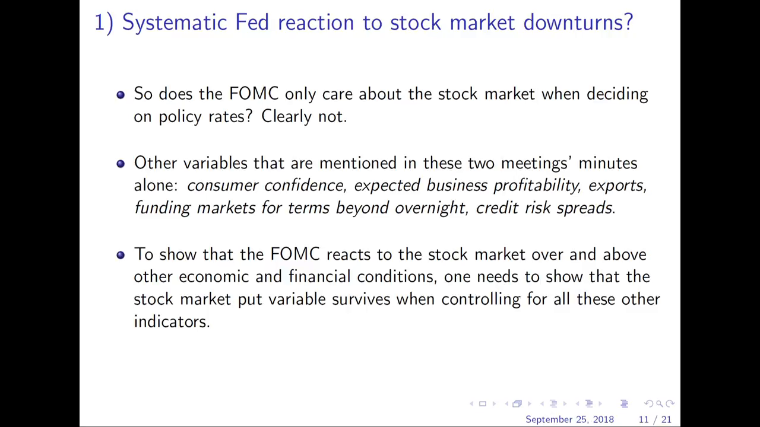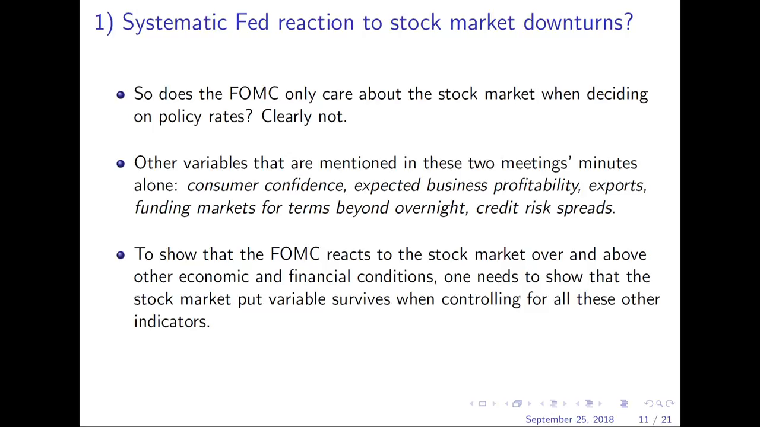So does the FOMC only care about the stock market when deciding on policy rates in times of crisis? According to these minutes, clearly not. There's, in only these two meetings' minutes, a number of other variables that are mentioned: consumer confidence, expected business profitability, exports, funding markets for terms beyond overnight, credit risk spreads, and so on, and so on. So I think to show that the FOMC reacts to the stock market over and above other economic and financial conditions, one needs to show that the stock market put variable survives when controlling for all these other indicators.